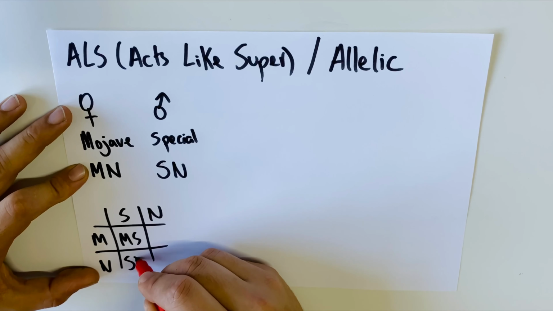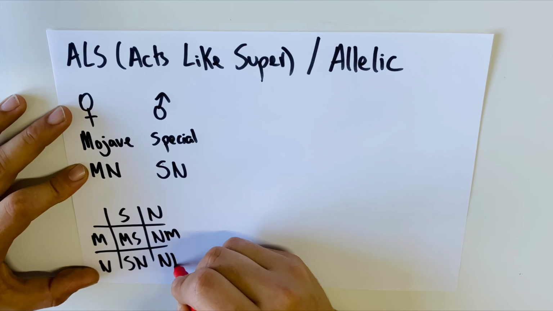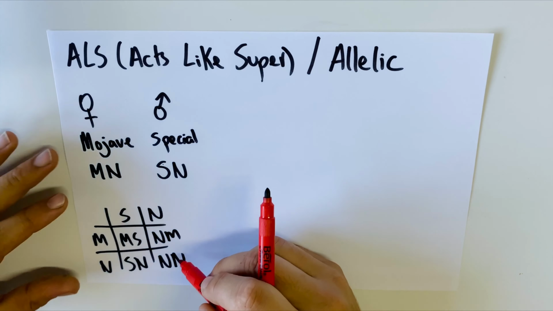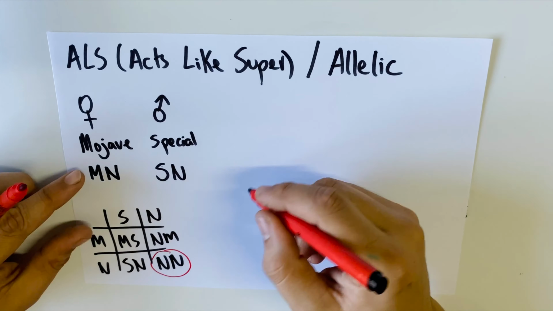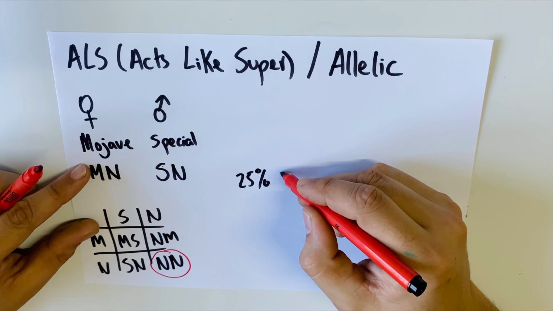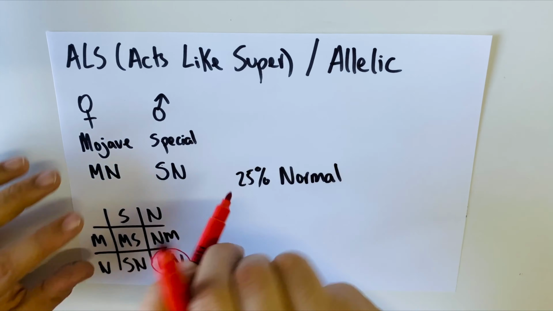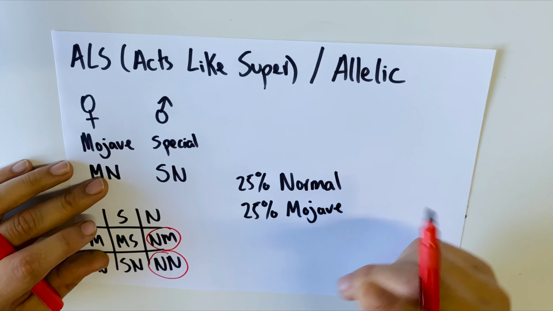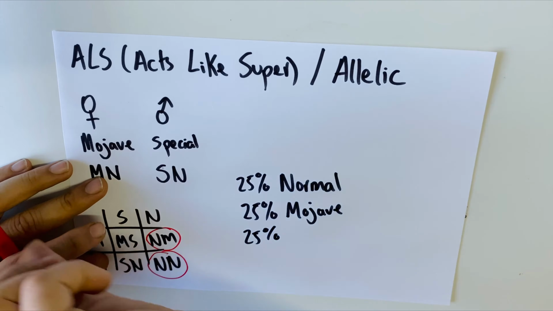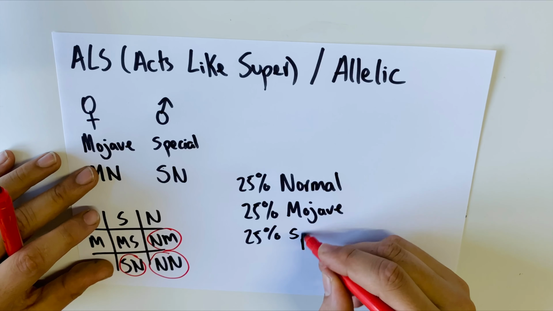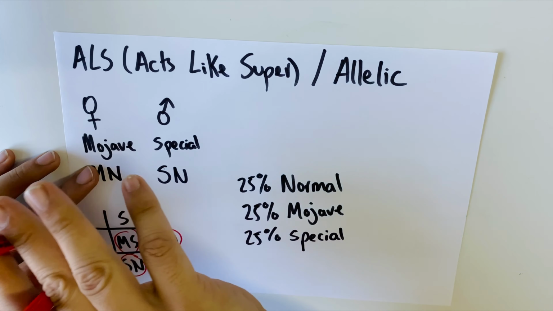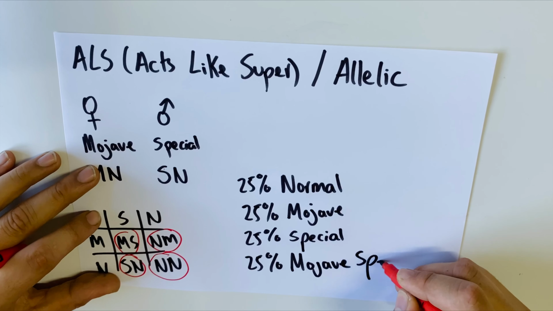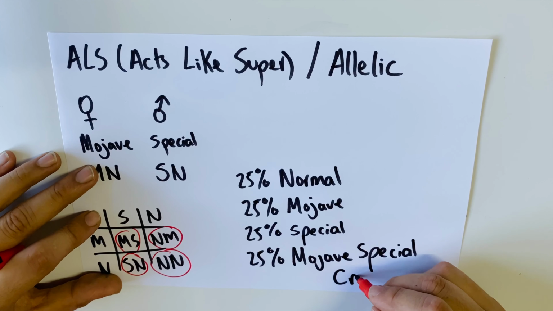M S, S N, N M, and then normal. So on average here, 25% of the animals will be normal, 25% will be Mojave, 25% will be special, and finally, 25% will be Mojave special, which is called a crystal ball python.